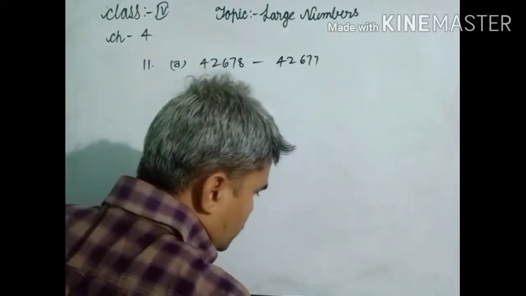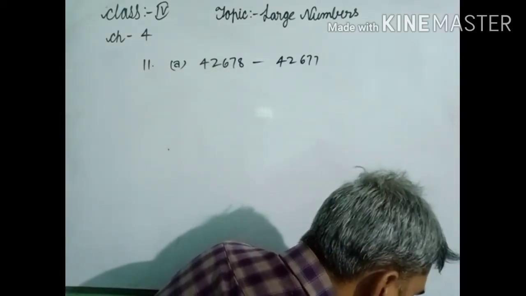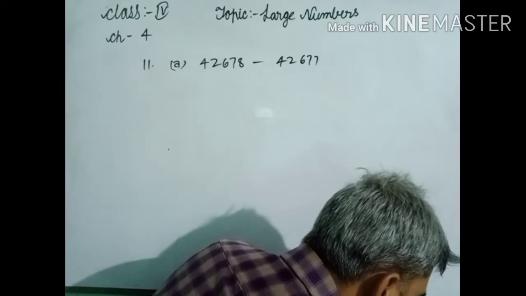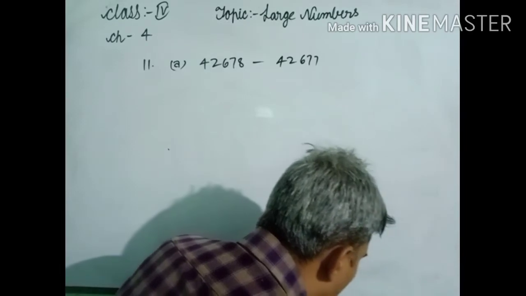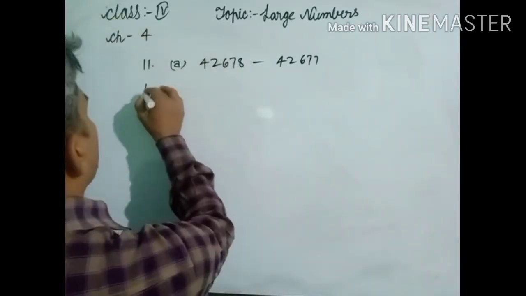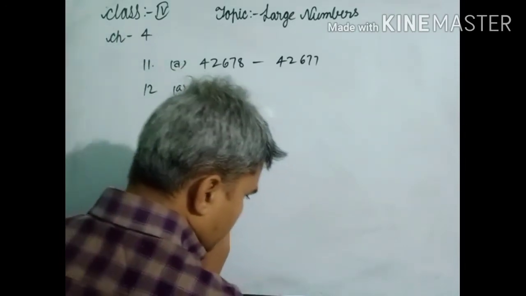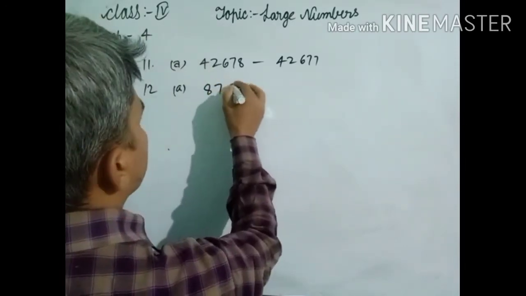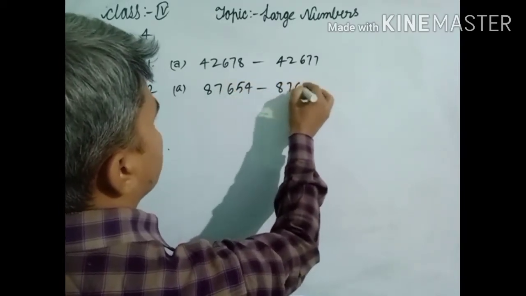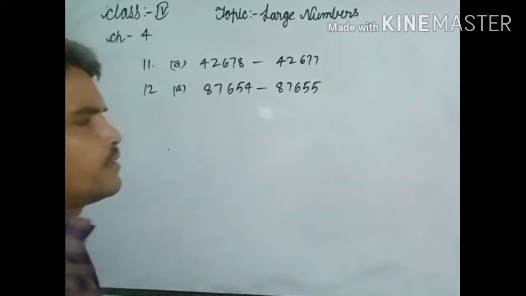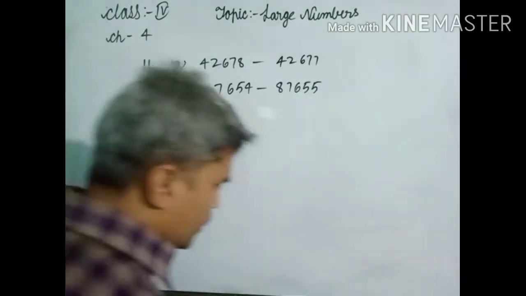Write the number coming just after the given number. Write the number just coming after the given number 87,654. That means 87,655. This is the number just coming after. And this is the number just coming before. In this way you make them.